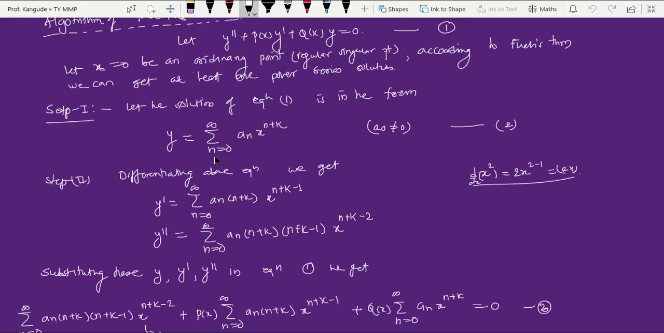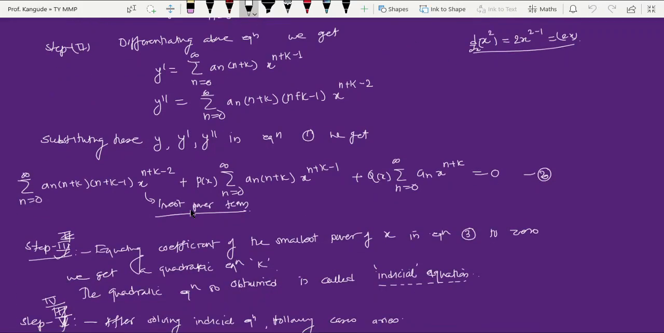So according to this first theorem, there can be several possibilities, and therefore we can assume the solution of the differential equation in y is of the form y is equal to summation over n equal to 0 to infinity a_n times x raised to n plus k. This is called a power series. Assuming this to be a solution, differentiating with respect to x gives you y dash. Then the second differential gives me y double dash.